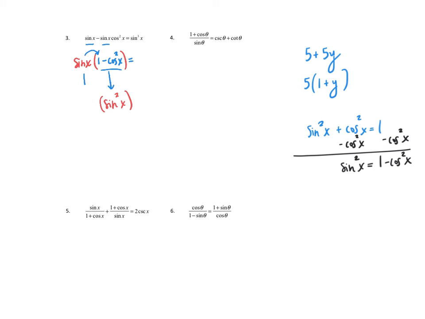I have to also bring down this sine of x that I factored out. And so just like x times x to the second is x to the third, when you have the sine of x times the sine squared, you're going to get sine cubed of x. So I've only been dealing with the left side. Now I notice the right side is exactly the same. So I have verified that identity.